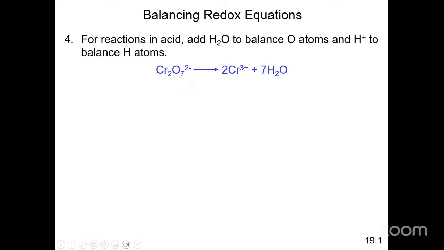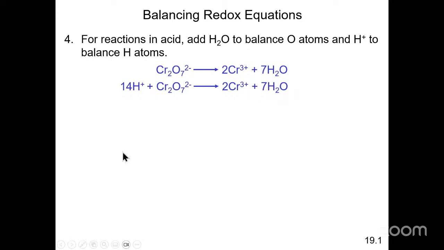Then we have to balance the hydrogens. How do we balance the hydrogens? By adding H+ ions to the side which is deficient of hydrogens, and we add enough so that we achieve the balance of hydrogens on both sides. So what that means, therefore, is that in this case, we need to add 14 hydrogen ions on this side to balance with the 14 hydrogen atoms on the right side, all right?